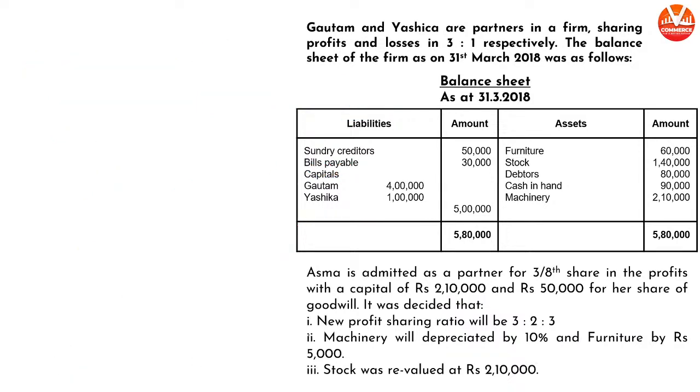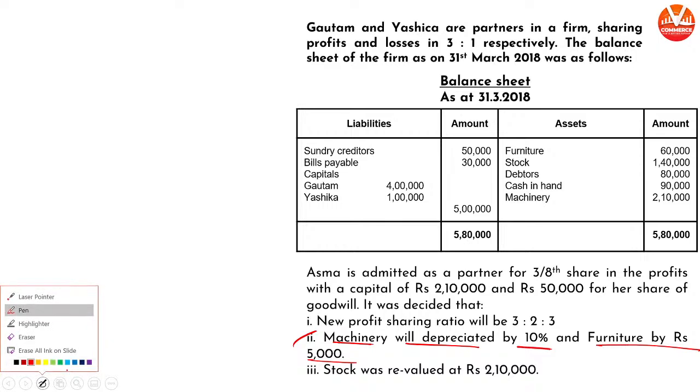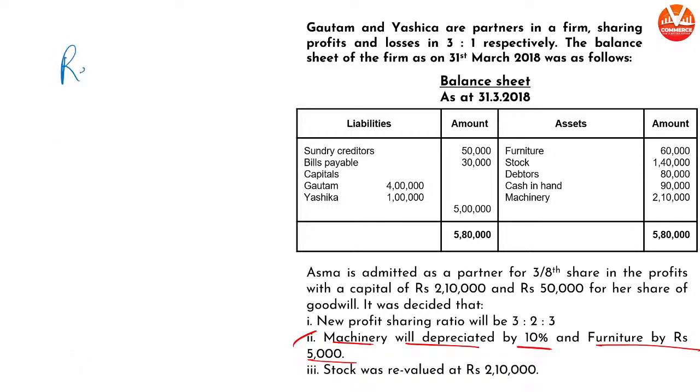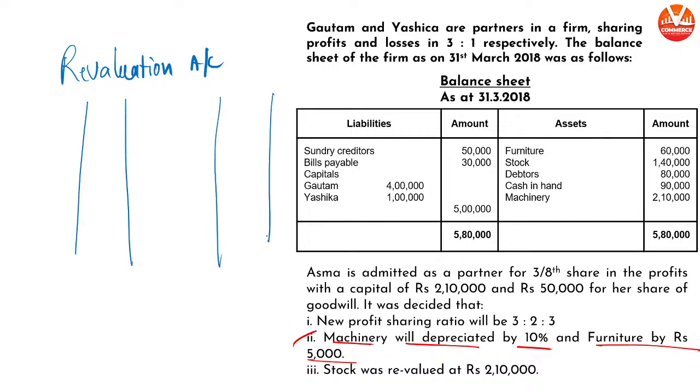Now, next we have that machinery will be depreciated by 10% and furniture by 5%. So for this, we have to prepare the revaluation account. Particulars, amount, particulars, amount.